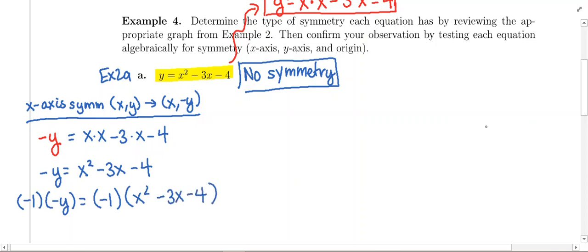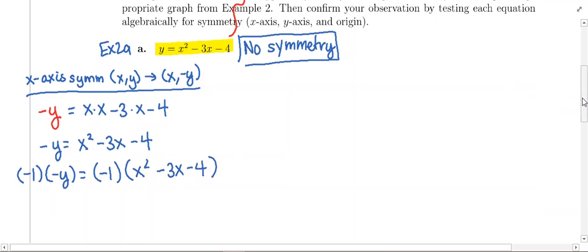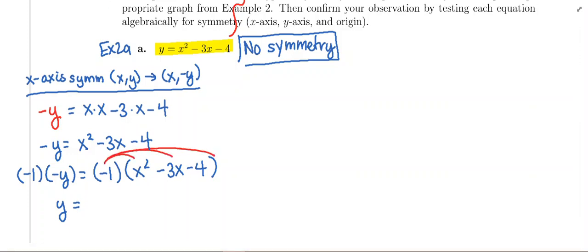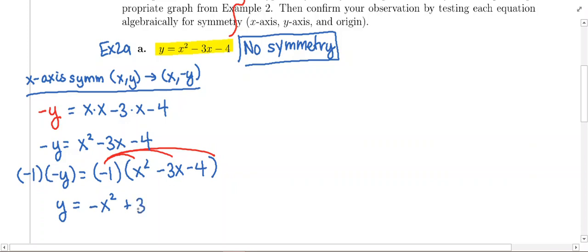On the left side, negative 1 times negative y is going to be positive y. That's going to equal negative 1 times all this stuff in parentheses. You are going to have to distribute this negative sign through. Negative 1 times x squared is negative x squared. Negative times negative is positive 3x. And then negative times negative is a plus 4. Now we are comparing this blue equation to the yellow one. Are they the same equation?